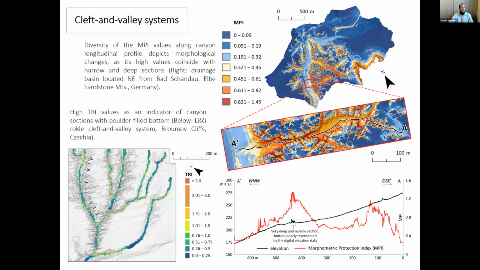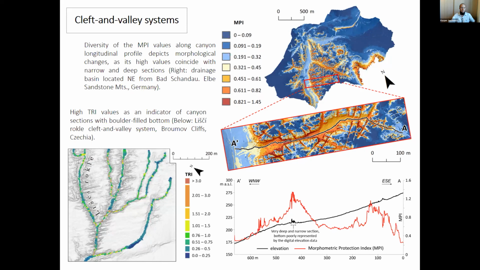The second example is cleft and valley morphology, and it's a subject of the PhD thesis of my colleague Violeta Poremna, she is working on it. So here I would like to just present how we use morphometric protection index to visualize these systems, and how it changes along the canyon longitudinal profile depicts its morphological changes, as the high values coincide with narrow and deep sections.